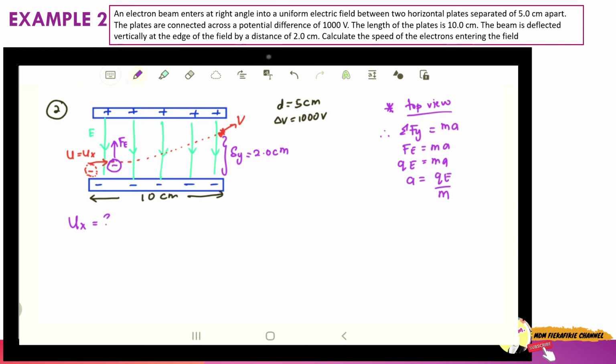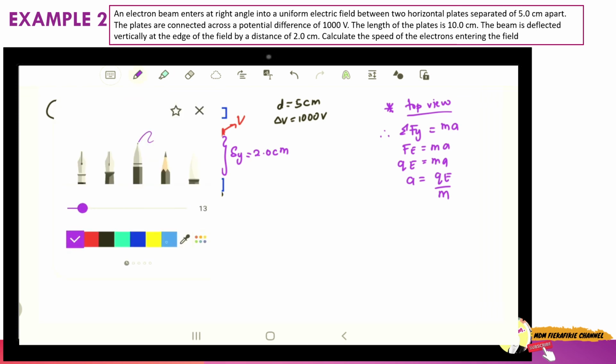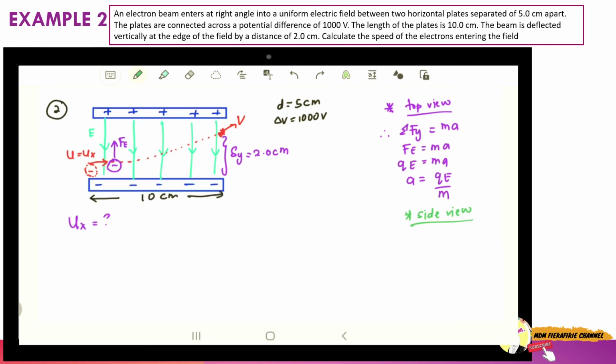If you consider, let's say I want to use another color. Since we consider the side view, that means we need to consider the weight is downward. But since the mass of the electron is very small, W equal to mg, and the weight is very small compared to the electrostatic force. Therefore, if you use either top view or side view to solve your problems, you akan dapat jawapan yang sama. So kita akan cuba tengok betul ke kita akan dapat jawapan yang sama.